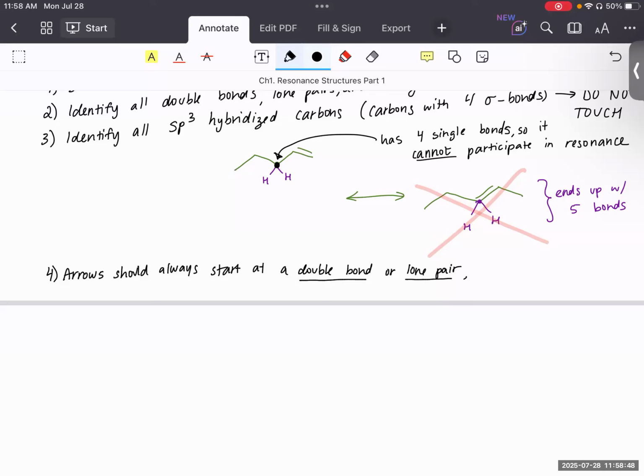And then it should never be starting from a positive charge because you don't have electrons there. That's why it's positive. So an arrow should never ever start from a positive charge on a molecule.